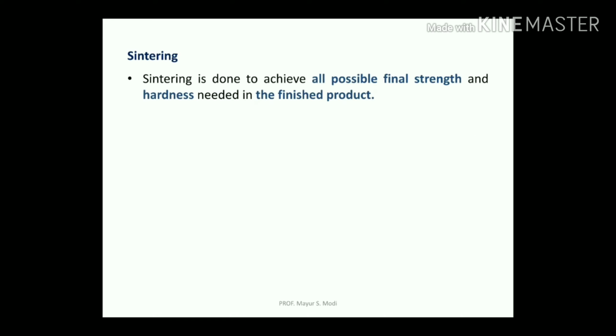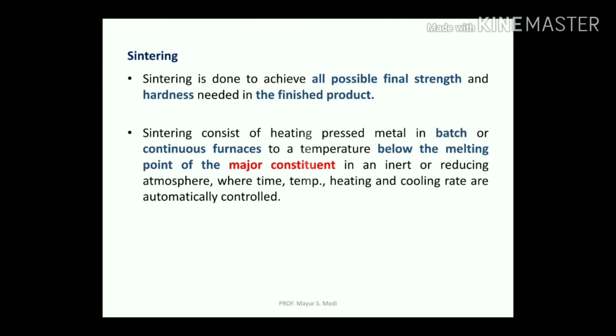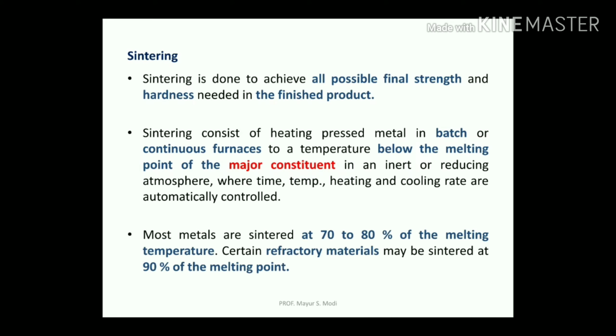Sintering process. Sintering is done to achieve all the possible final strength and hardness needed in the finished products. Sintering consists of heating the metal in a batch or continuous furnace to a temperature below the melting point of the major constituent, which we already discussed, in an inert or reducing atmosphere where the time, temperature, and heating and cooling rates are automatically controlled. Most metals are sintered at 70 to 80% of the melting temperature. Certain refractory materials may be sintered at 90% of the melting point. That depends upon the characteristics and chemical composition of the material.